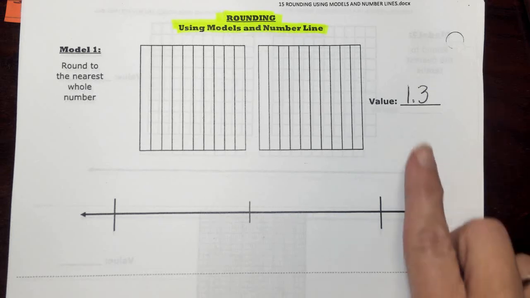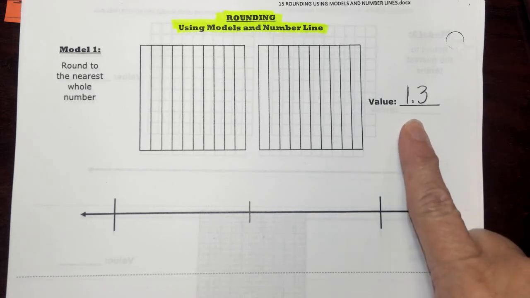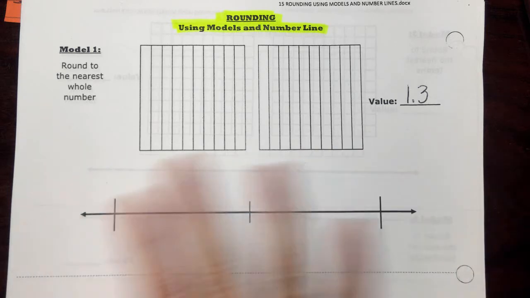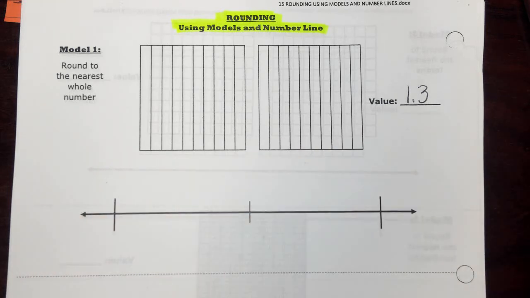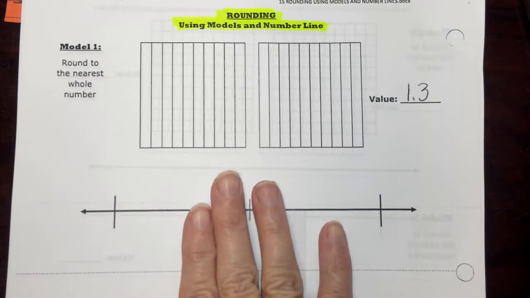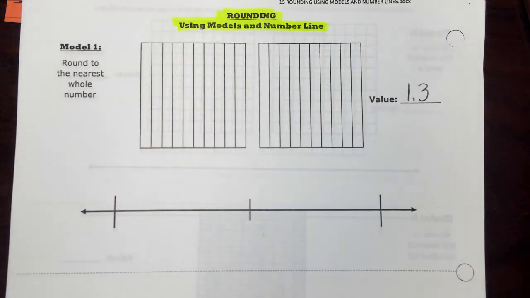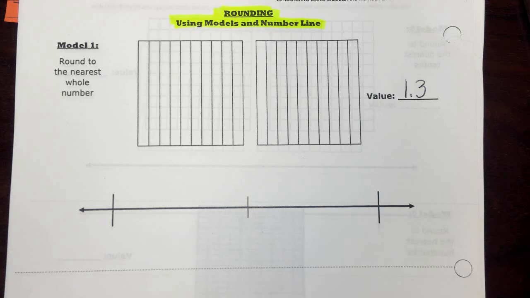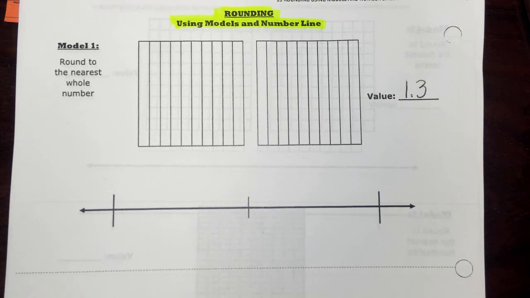Okay, so everyone has written the number 1 3/10. The first thing that I want to do is think about this number in model form. You have some shading materials that I asked you to get out, and I want us to think about shading this model to represent 1 3/10.